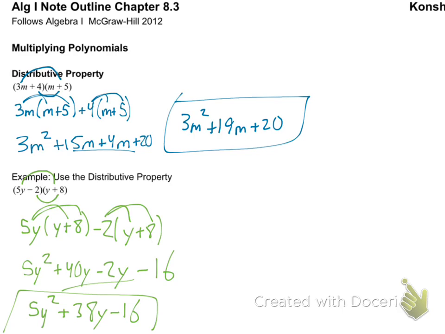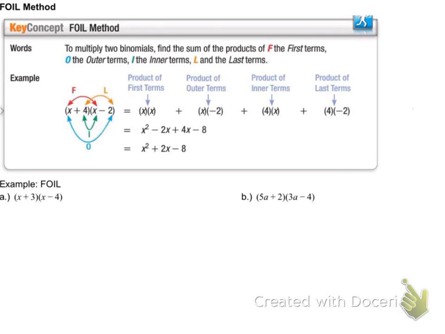So what we're going to do now is probably use something you guys probably all have learned about already. The 4-letter F word. FOIL. I don't know what you guys were thinking. The FOIL method.